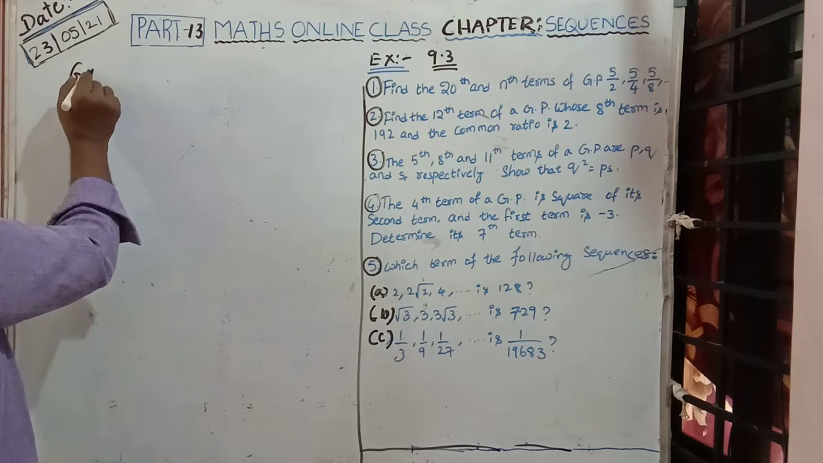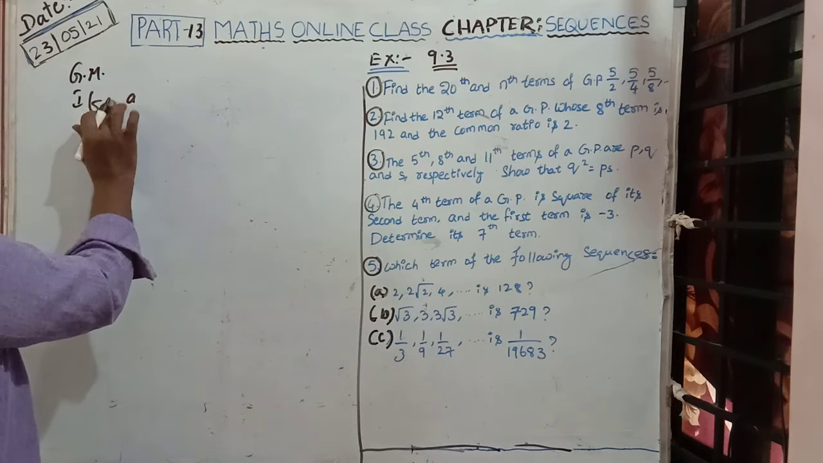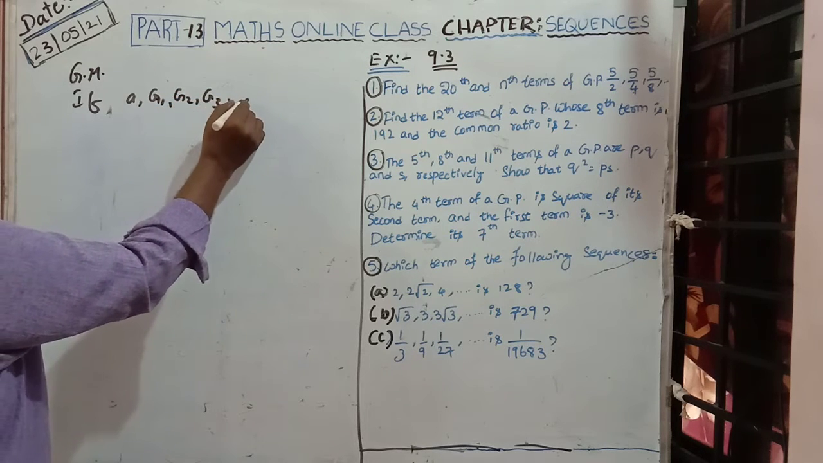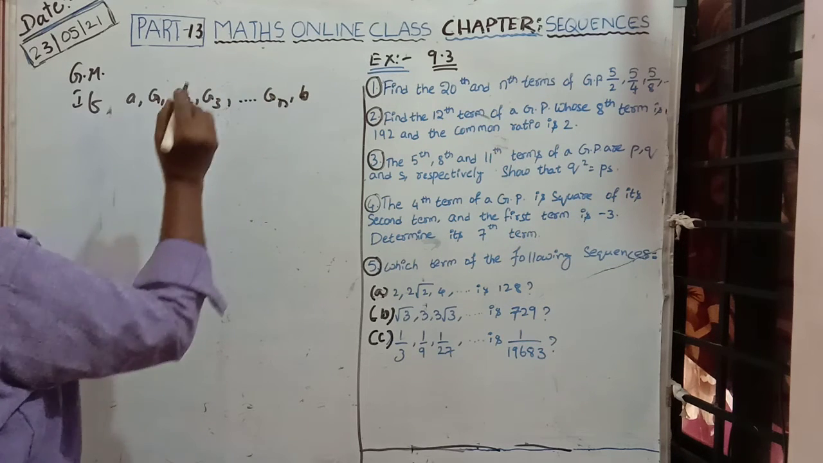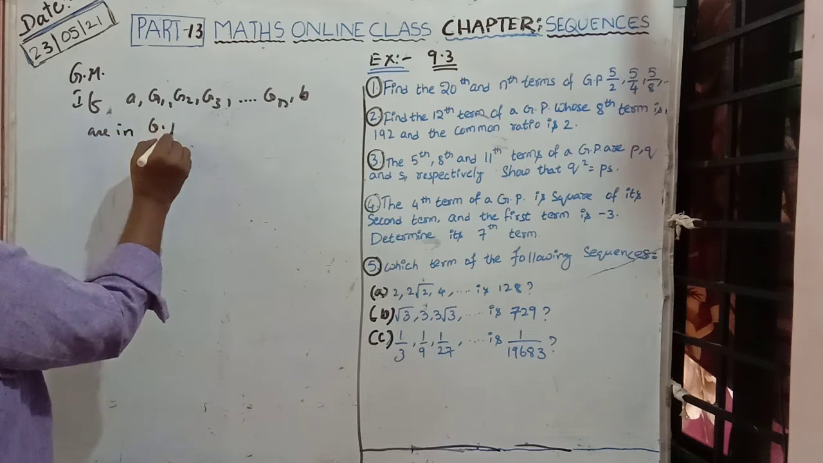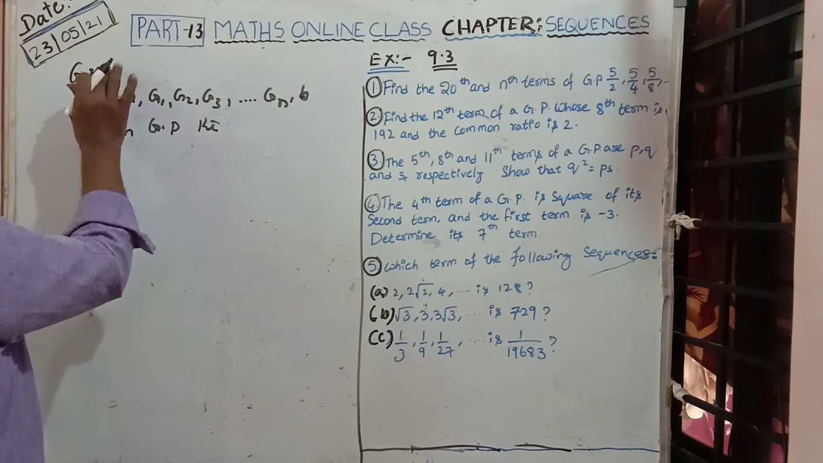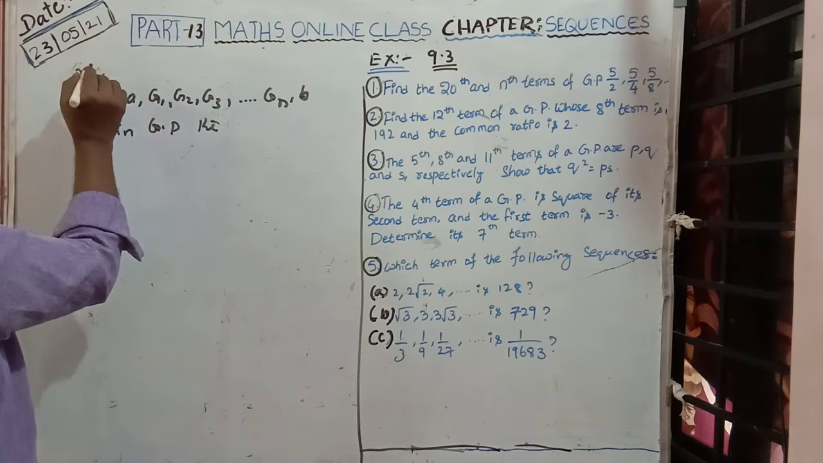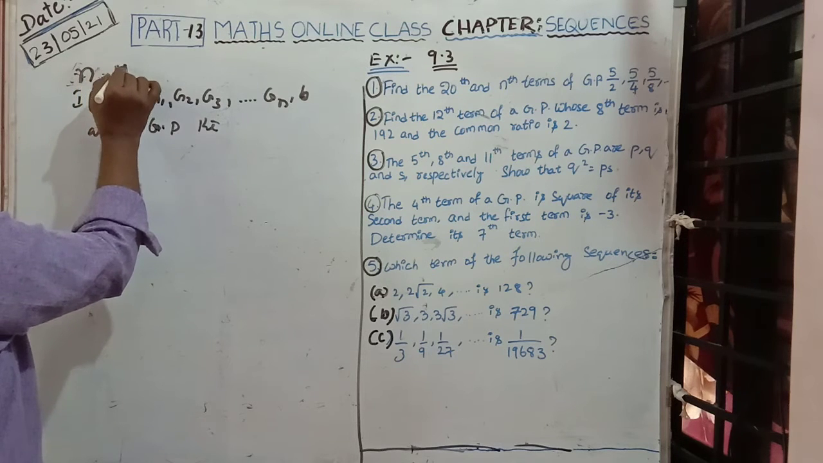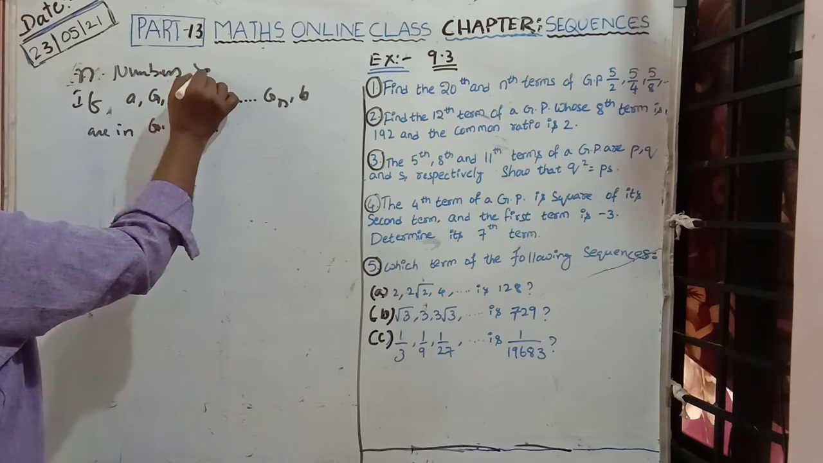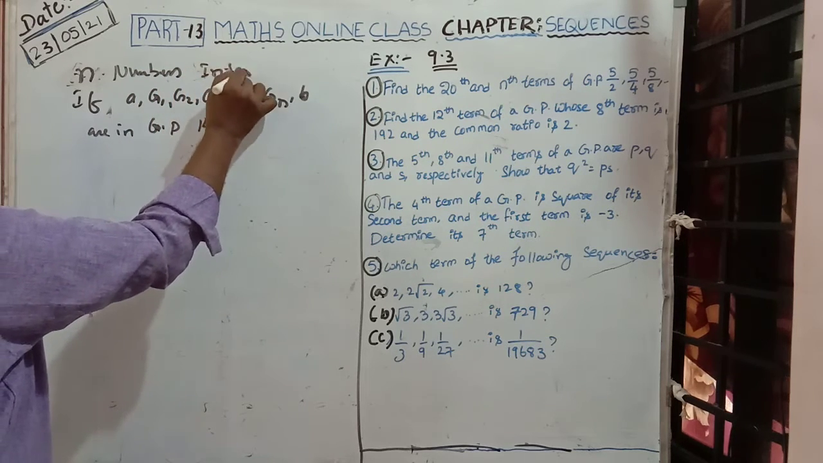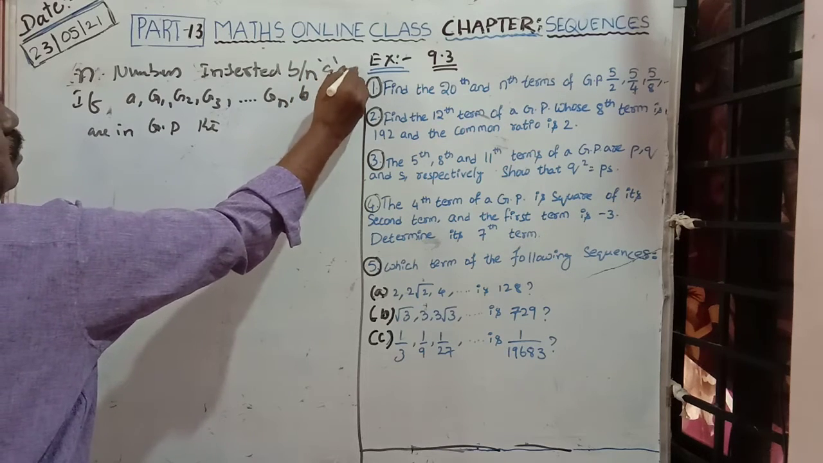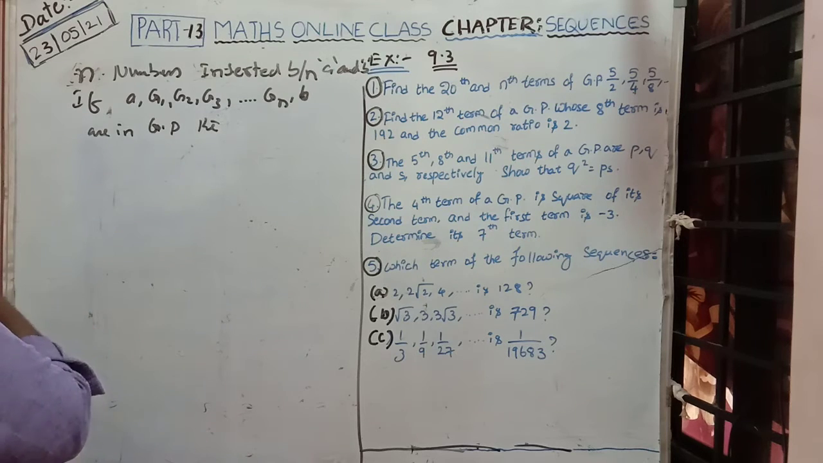Geometrical mean, GM. If A, G1, G2, G3, ..., Gn, B are in GP, then it is n GMs, n numbers inserted between A and B.